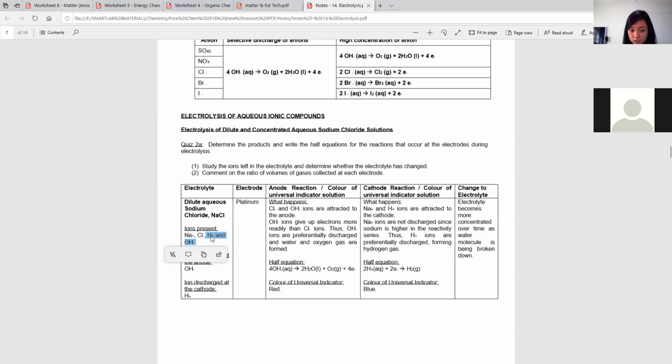So between Na plus and H plus, at the cathode side, both will be attracted, but it will discharge H plus. Then for Cl minus and OH minus, on the anode side, it will discharge the OH minus. So this is your half equation, the one that you memorize. This is also your half equation for H plus, gaining back 2 electrons to get your diatomic hydrogen.